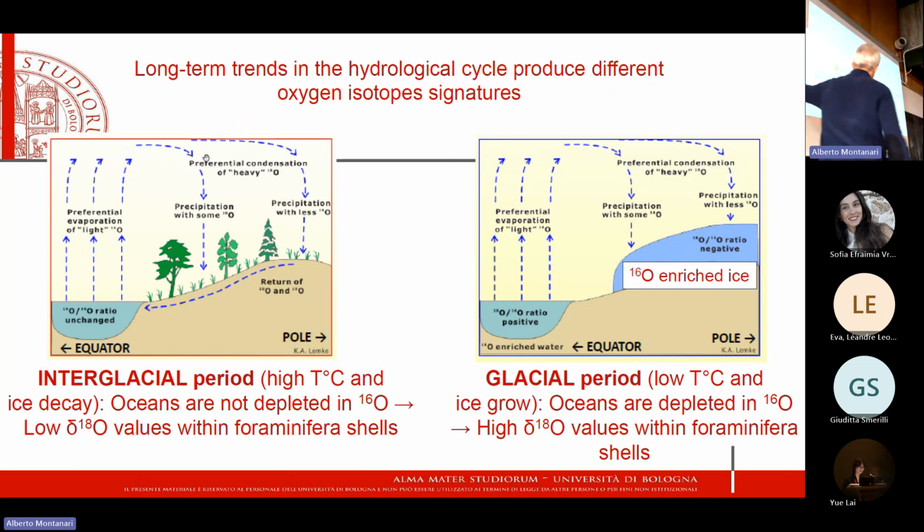Look here: interglacial period, high temperature, and ice decay. Oceans are not depleted in O16, and there are low O18 values within, for instance, foraminifera shell fossils. This is something that we can also explore. I will tell you later. Glacial period, low temperature, and ice growth. Oceans are depleted in O16 and there are high O18 values within foraminifera shells. So you can distinguish between cold and warm periods.